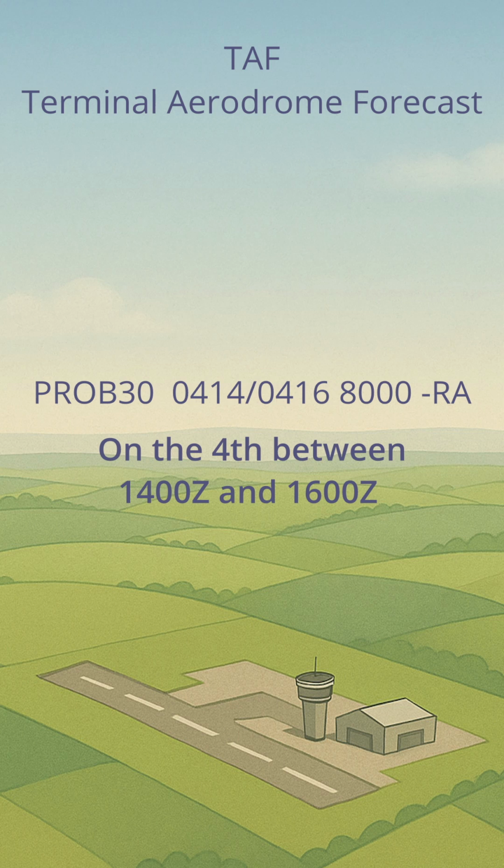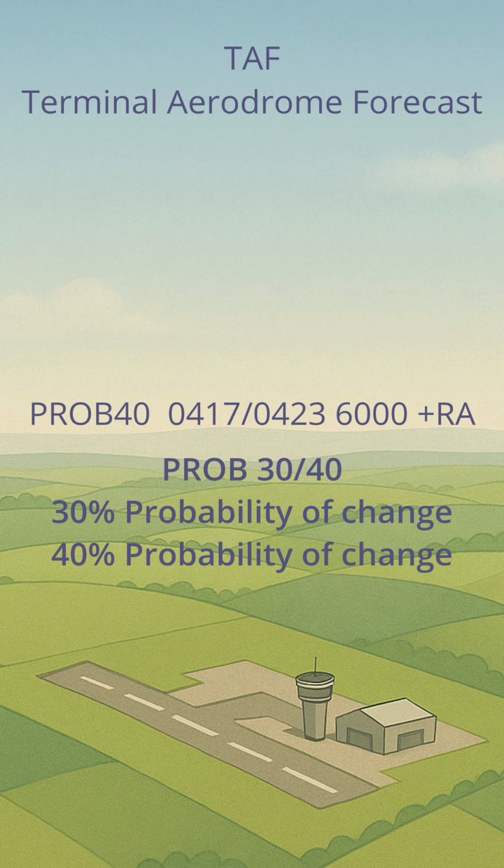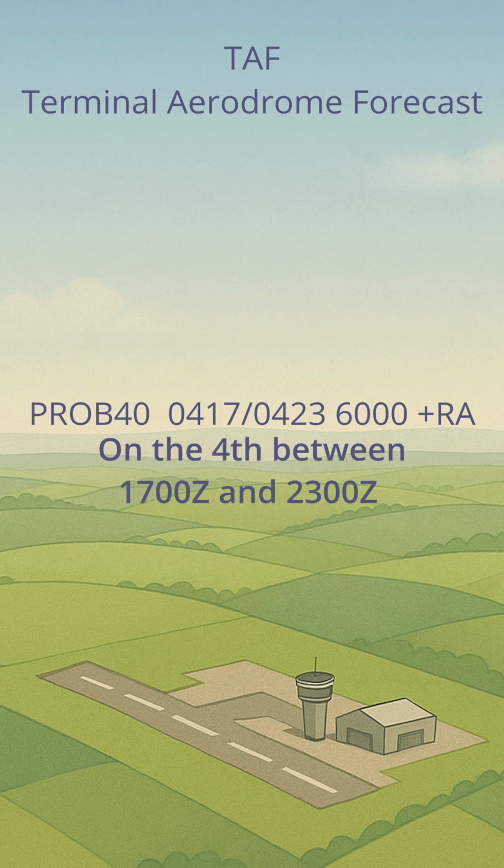Prob 40 is the exact same as prob 30, just a higher percent, so it's a 40% chance rather than a 30% chance, and they're expecting a 40% probability of, again on the 4th, between 1700 Zulu and 2300 Zulu, of the visibility dropping to 6,000 meters with heavy rain.